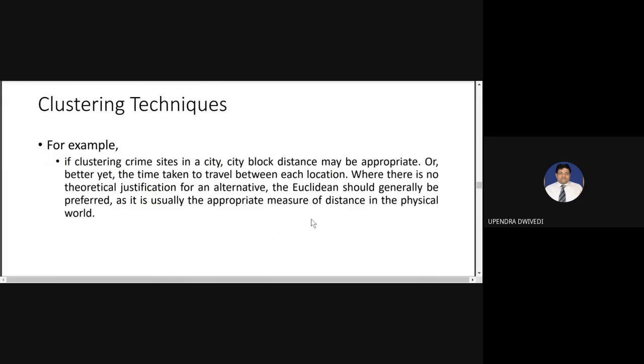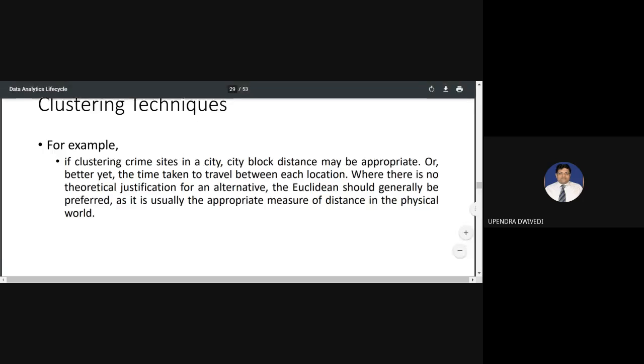Okay, this is an example. Take one minute and please go through this paragraph. Okay, now.